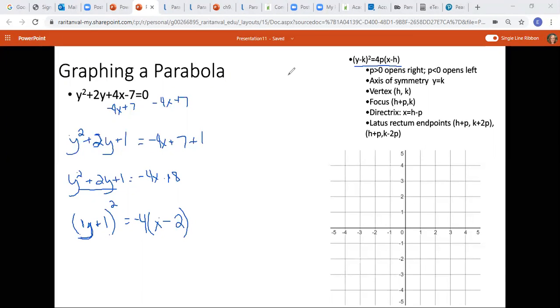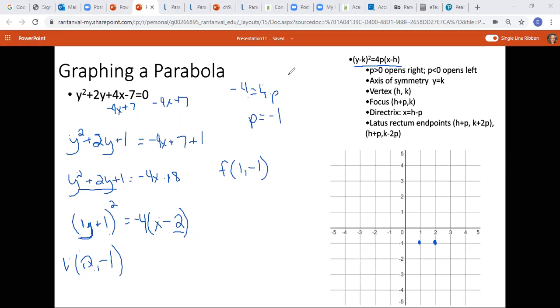Okay, so now I have this in a standard form that looks like this: y minus k squared is equal to 4p times x minus h. So I can say that my vertex is at 2, negative 1. I'm going to plot this over here. And I'm going to say that negative 4 is equal to 4p. So p is equal to negative 1. I'm going to move negative 1 to get to my focus, which is here. My focus is at 1, negative 1.